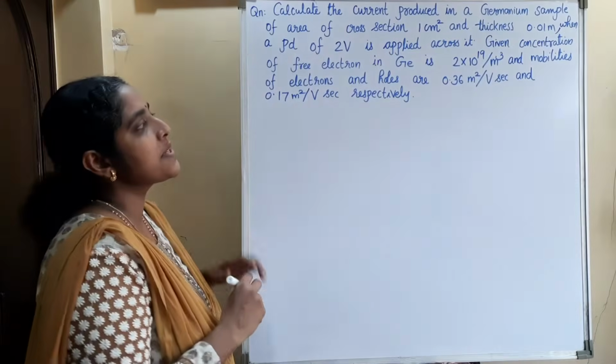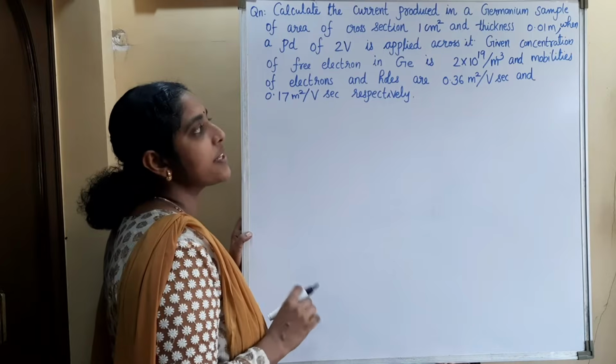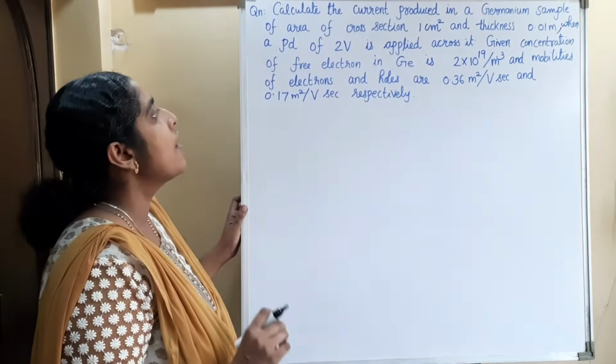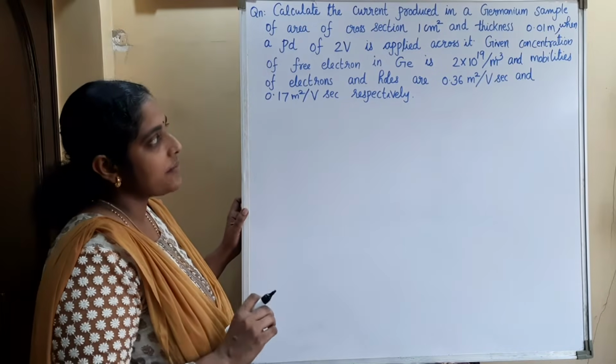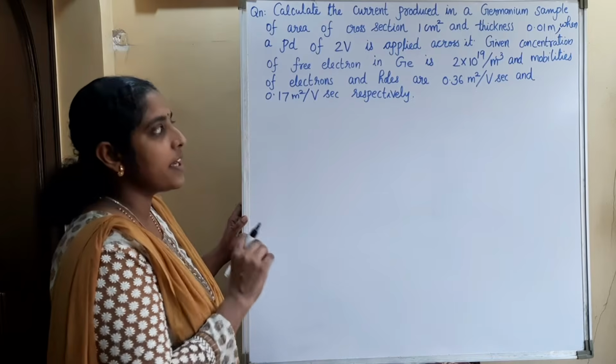Calculate the current produced in a germanium sample of area of cross section 1 centimeter square and thickness 0.01 meter when a potential difference of 2 volt is applied across it. Given concentration of free electron in germanium is 2 into 10 raised to 19 per meter cube and mobility of electrons and holes are given.